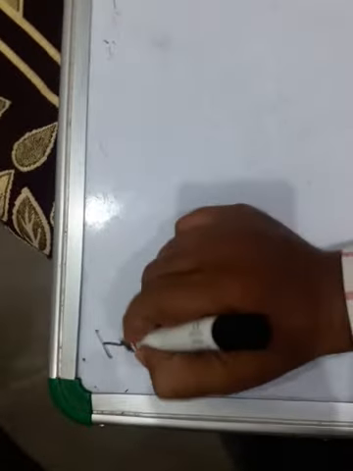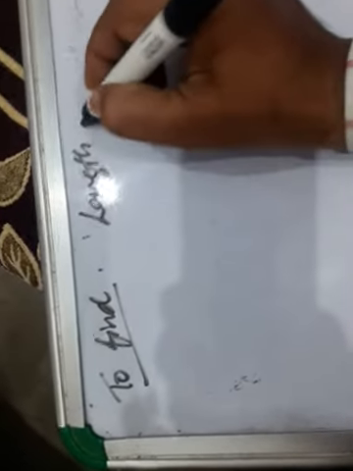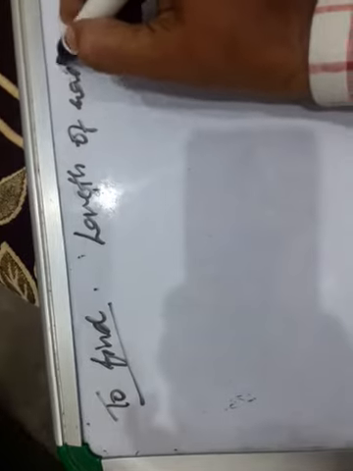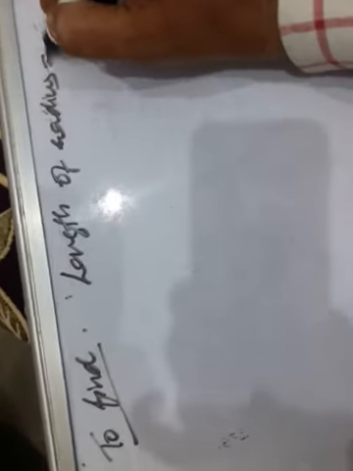What is the next part? Here, children, this is the figure. Now we know what we have to find out. We have to find the length of the radius, which is OP. Because here, see the figure, OP we have to find out, children. Right? Now let us see.